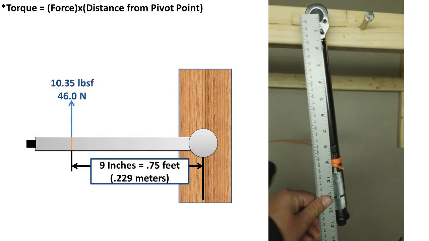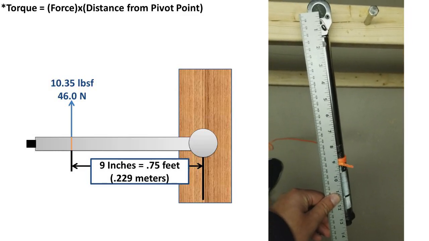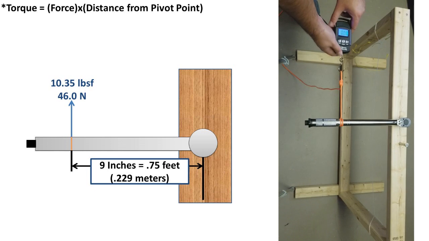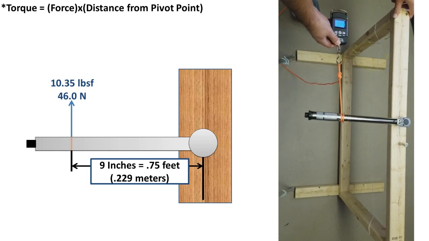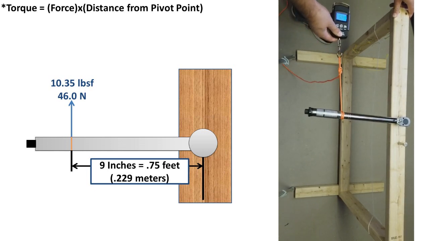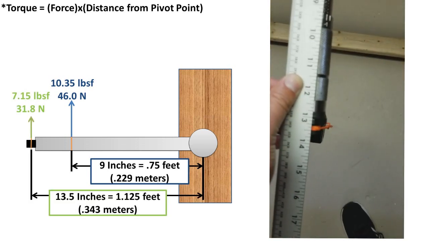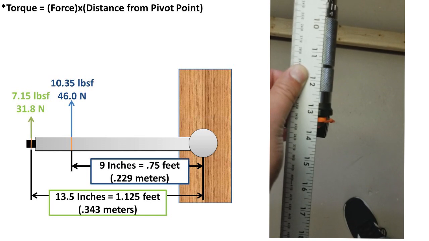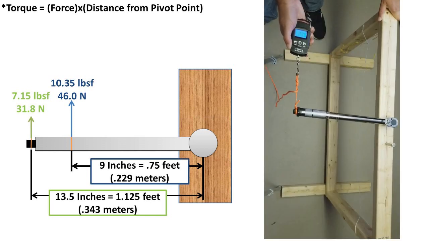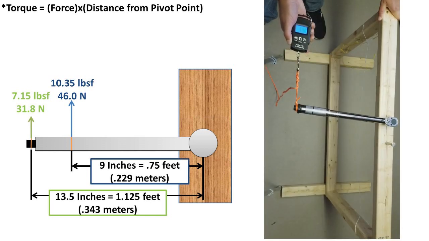We have a torque wrench that we attach a rope to, 9 inches away from the pivot point. We take a measurement using a cheap luggage gauge and get a force of 10.35 pounds force. We then take another measurement at 13.5 inches from the wrench pivot point. We get a force at the second point of 7.15 pounds force.